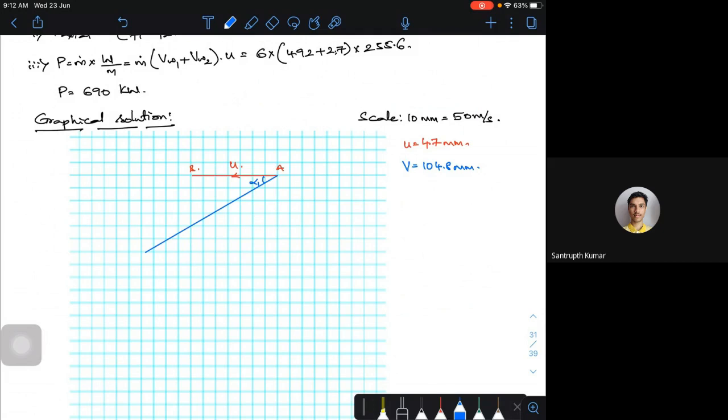Now with point A, you cut 105 millimeters to get point C. On the line AC that you have taken, cut 10.5 centimeters, or 105 mm, to get point C. Now join B and C. This will be your VR1 and this will be your V1. Now complete the triangle.